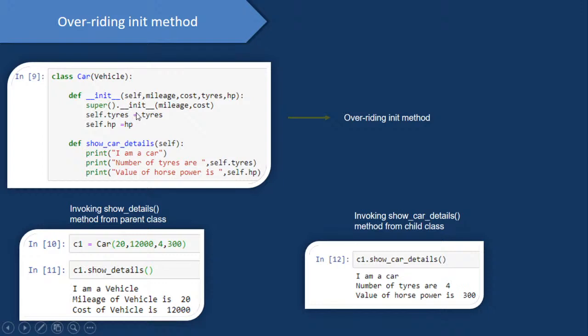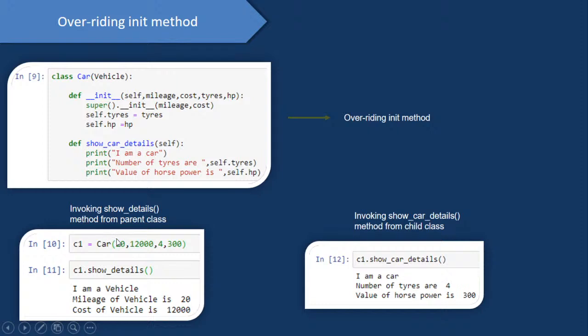And now once you assign all of these values, you can just go ahead and show out the details using this method. So this time you have show car details, and here you are showing out number of tires are this much and value of horsepower is this much. After all of this is done, you are creating an object of your child class. So here you have C1 is equal to car of 20, 12,000, 4 and 300. Here you'd have to keep in mind that 20 and 12,000 are values for your parent class actually. 20 is mileage, 12,000 is cost, and these two values would directly go into the init method of your super class or your parent class. Then you have 4 and 300 over here. So 4 and 300 will go for tires and HP of your child class.